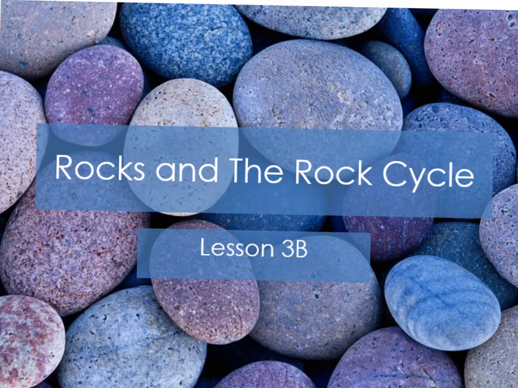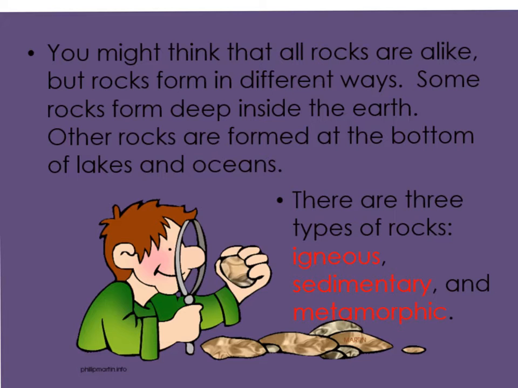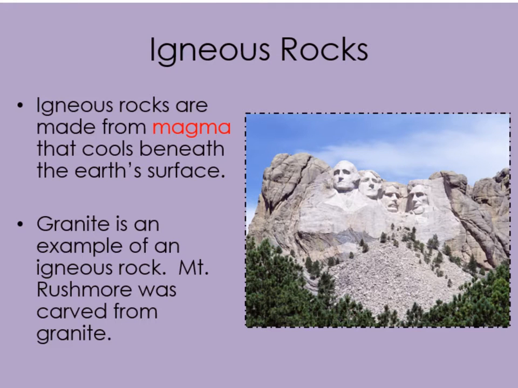Let's talk about rocks and the rock cycle. You might think that all rocks are alike, but rocks form in different ways. Some rocks form deep inside the earth. Other rocks are formed at the bottom of lakes and oceans. There are three types of rocks: igneous, sedimentary, and metamorphic. Igneous rocks are made from magma that cools beneath the Earth's surface. Granite is an example of an igneous rock. Mount Rushmore was actually carved from granite.